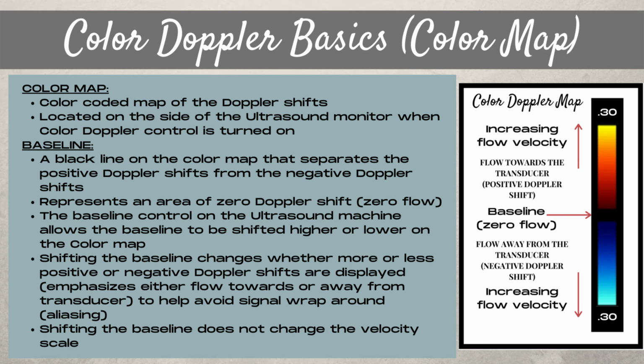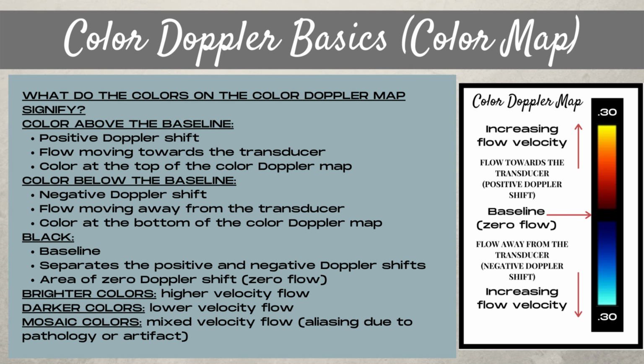And the baseline control on the ultrasound machine allows this baseline to be shifted higher or lower on the color map. And shifting this baseline changes whether more or less positive or negative Doppler shifts are displayed. So it emphasizes either flow towards or flow away from the transducer. And this can help avoid signal wraparound or aliasing. However, it's crucial to note that shifting this baseline does not change the velocity scale. So what do the colors on the color Doppler map signify?